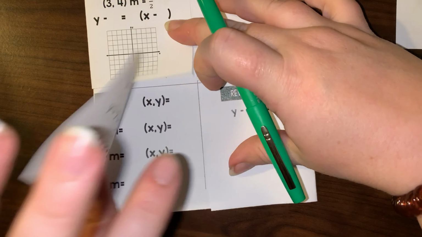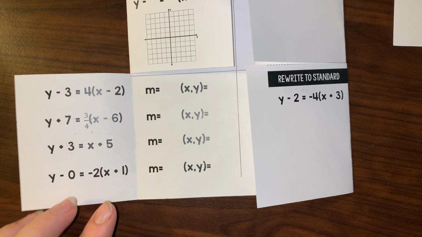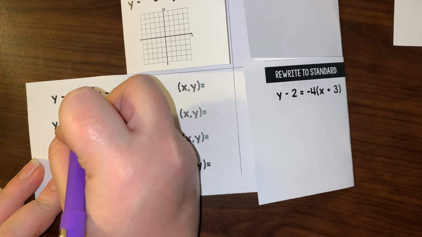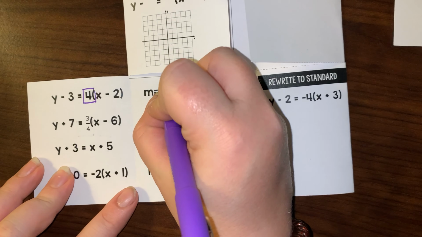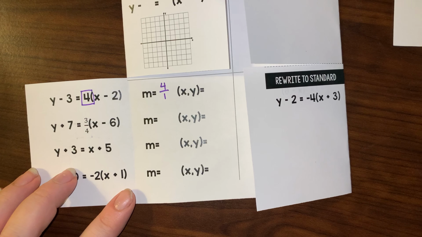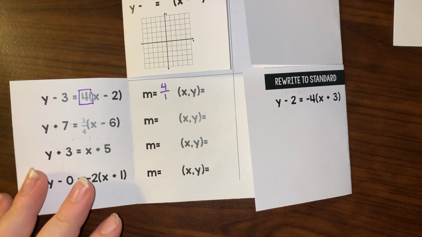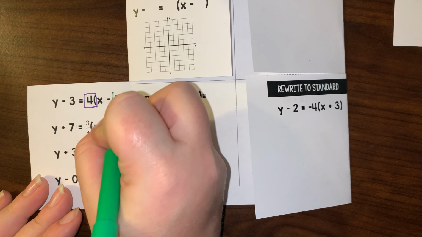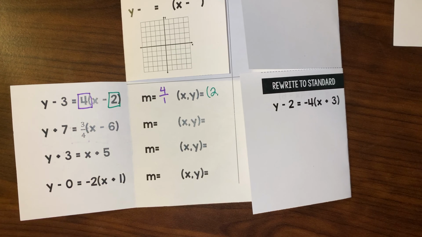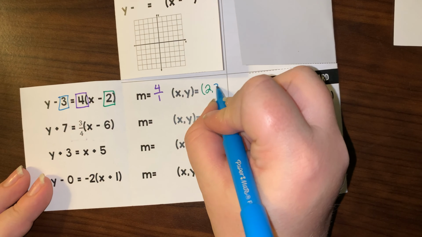So if we open this up, we're given a couple of different equations. So again, we can identify our slope, because our slope is always going to be this number outside of our parentheses. So in this example, our slope is +4 over 1. And then we can identify our x and our y coordinates. So to start us off, we'll identify our x. In this example, our x is a +2, and our y is a +3.